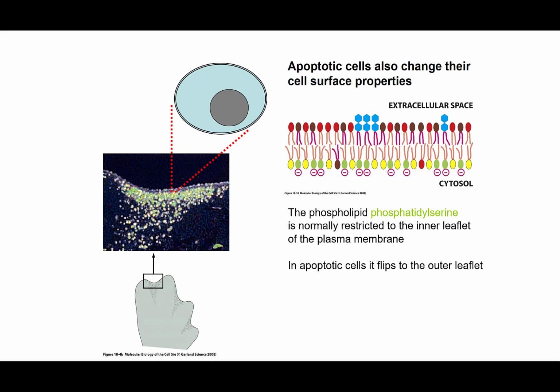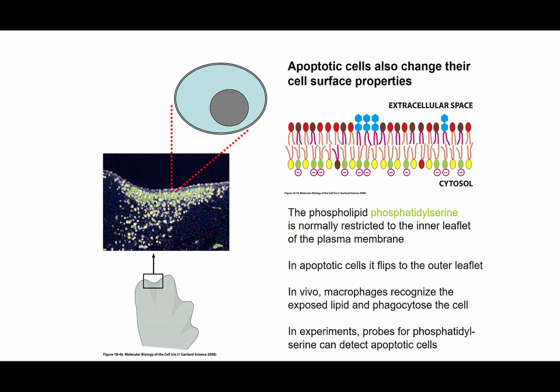And again, keep in mind, it's not like your executioner caspases bind to phosphatidylserine and flip it. No, they're going to cleave the specific proteins that eventually give you those apoptotic phenotypes. And why is this important? Well, in vivo, in the body, macrophages will recognize the exposed lipid. They'll recognize the phosphatidylserine that is facing the extracellular side, and they'll phagocytose the cell. So on the extracellular space side, you're going to have other cells like macrophages, and if they see the phosphatidylserine, they'll know to engulf the particular apoptotic cell. In experiments, probes for phosphatidylserine can detect apoptotic cells.